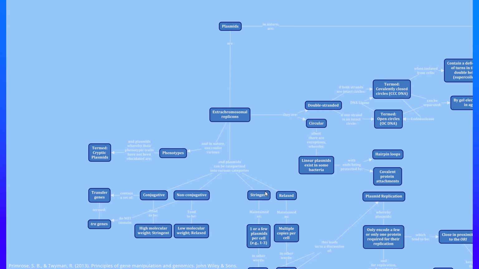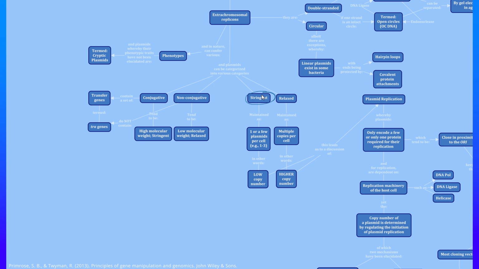We can also classify plasmids based on their replication properties or characteristics. We have stringent plasmids and we have relaxed plasmids. Stringent plasmids are maintained as one or a few plasmids per cell, for example, 1 to 3 plasmids per cell. In other words, they have low copy numbers. On the other hand, relaxed plasmids are maintained as multiple copies per cell. In other words, they have a higher copy number.